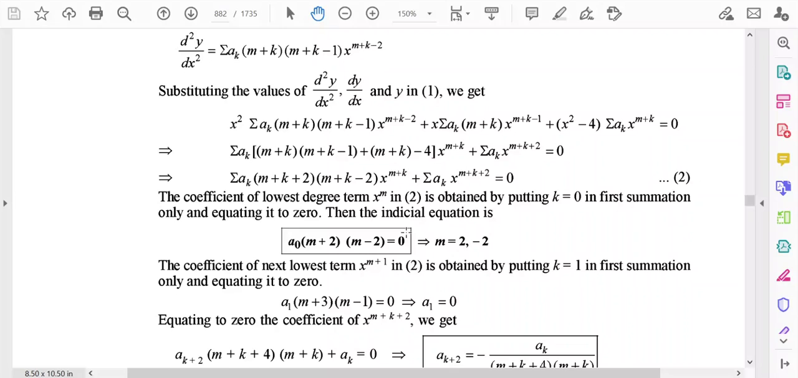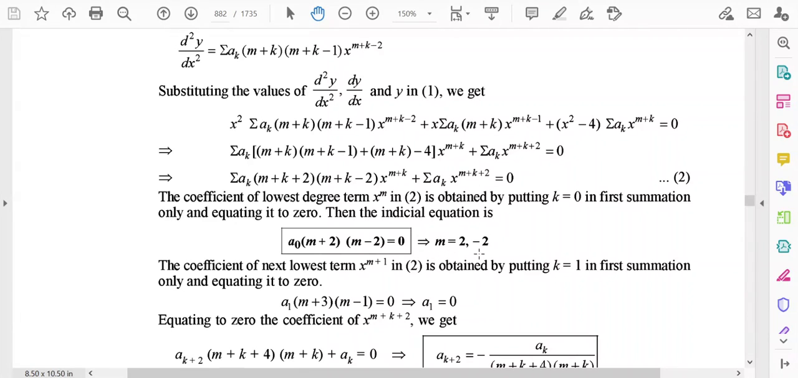Then you have to calculate the coefficient of the lowest degree term x to the power m. It will depend on the problems. In some cases you will see that the lowest degree term will be x to the power m minus 1, but in some cases it will be x to the power m. For example, here we will calculate the coefficient of the lowest degree term x to the power m. This can be obtained if we put k is equal to 0 in the first summation only, and you have to equate it to 0. Then you will see that m is equal to 2 comma minus 2.